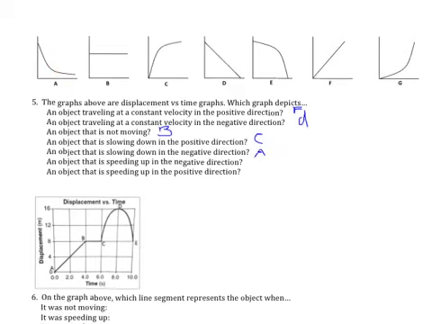An object that is speeding up in the negative direction. This one starts off with a gentle slope and gets steeper, so this one is speeding up in a negative direction. That's E. And an object that is speeding up in the positive direction would be this one here. Starts off low and gets higher, so that's G.